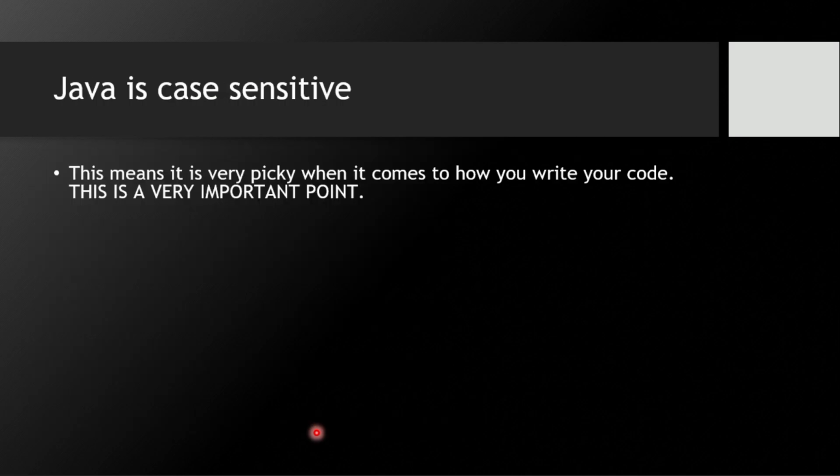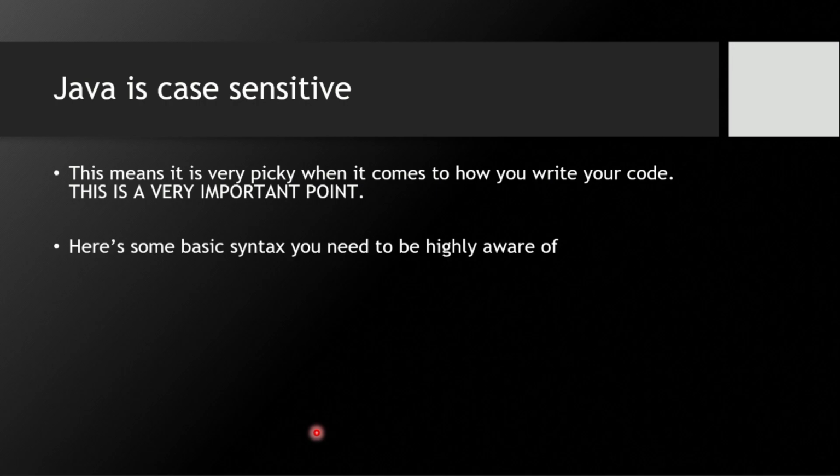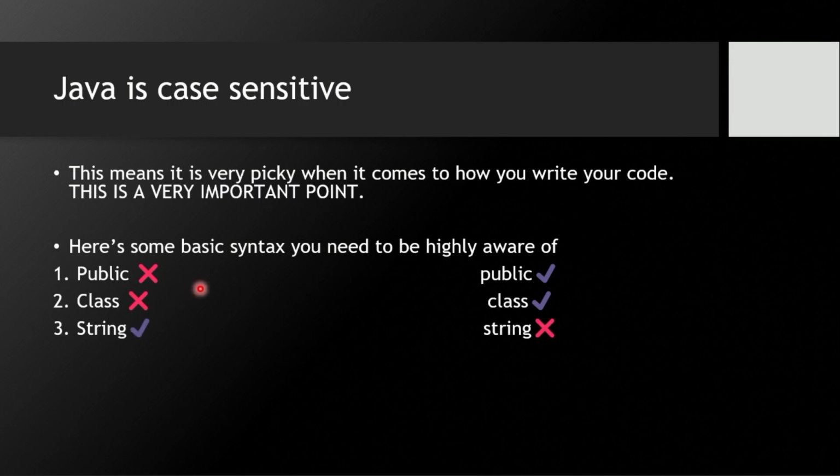So, like I said earlier on, Java is case sensitive. This means it's very picky when it comes to how you write your code, and this is a very, very important point. So here's some basic syntax you need to be highly aware of. Like I said earlier on, you do not start public with a capital letter P. In the Java syntax, public is always in lowercase. So as class, and String is a different case.